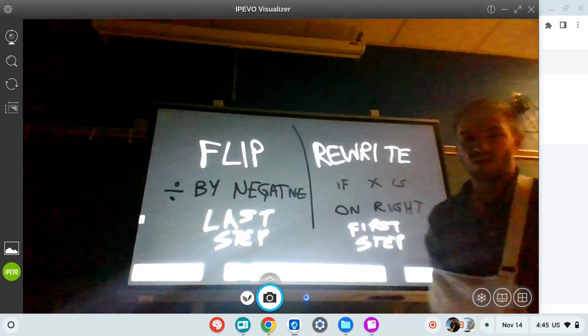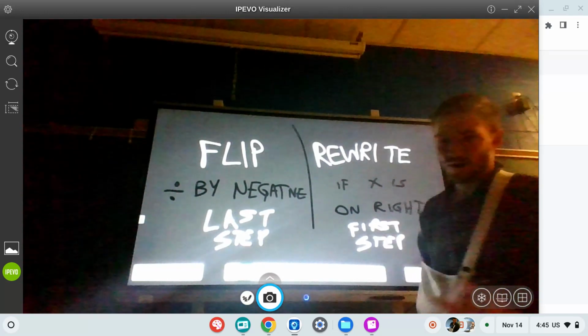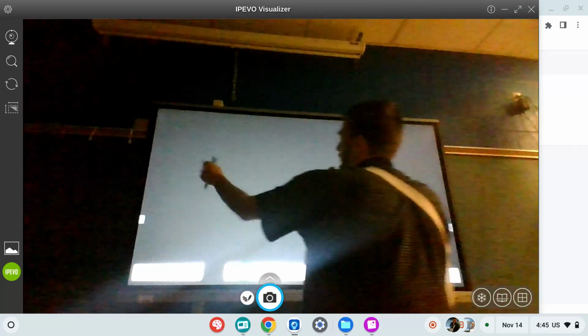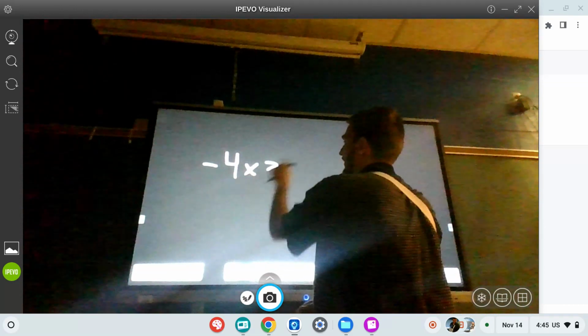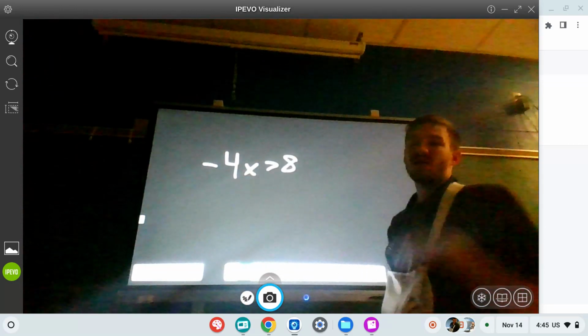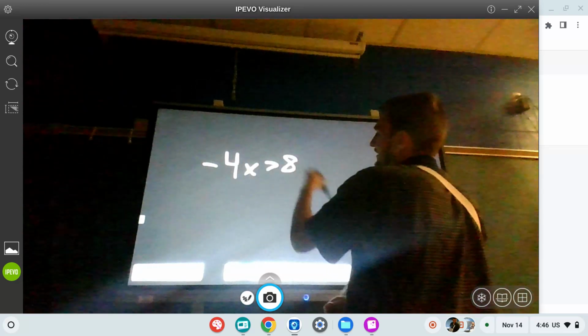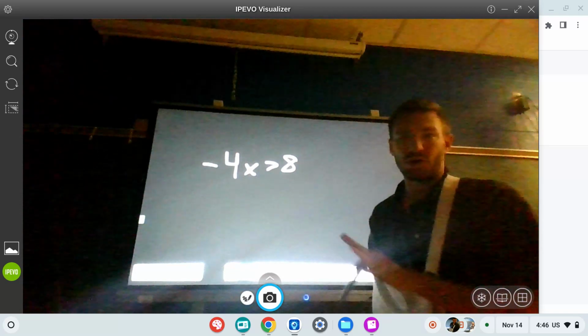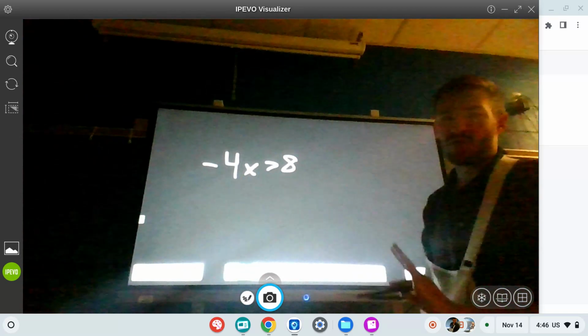Again, we talked about this stuff yesterday. We're going to now talk about flipping or rewriting. So, first question on the notes, negative 4x is greater than 8. Are we going to have to flip this? Are we going to have to rewrite this? First question, is the x on the right? No. I think we're good. We are not going to rewrite this.